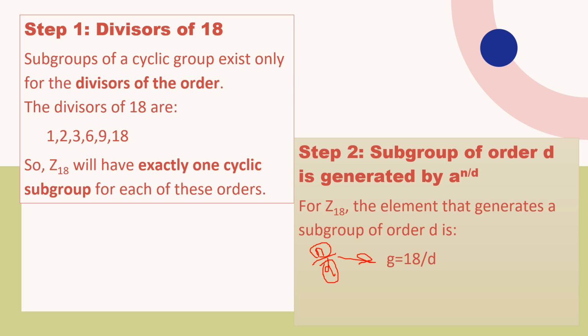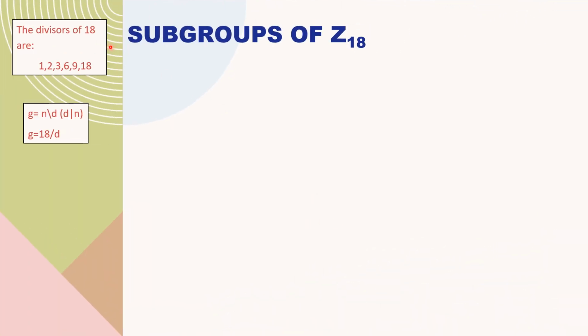Okay, so two things that we need to remember. We have to first find the divisors of n and then the generator for the subgroup. Now we will make the subgroups. So the divisors are these, right? Therefore, what does this mean? That there are 6 subgroups, right? Each subgroup has order 1, 2, 3, 6, 9 and 18.